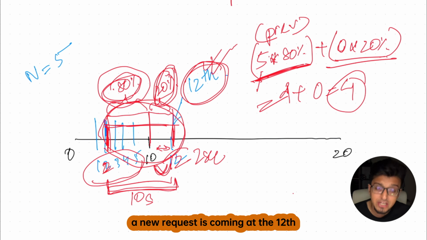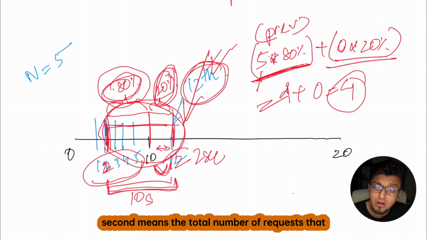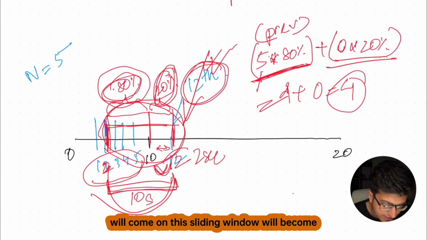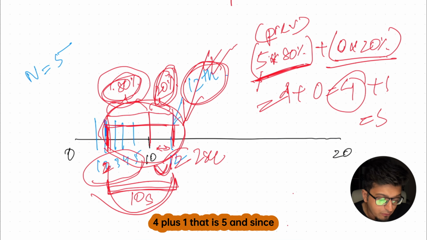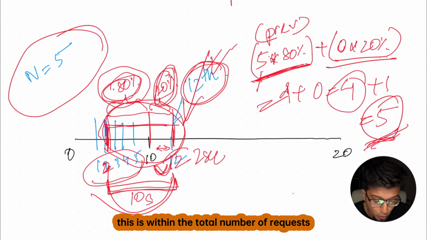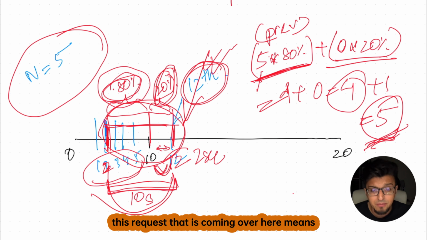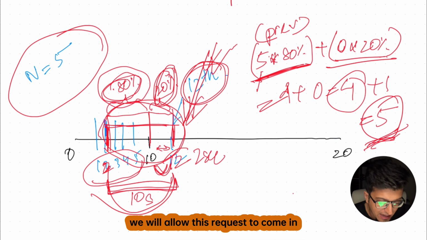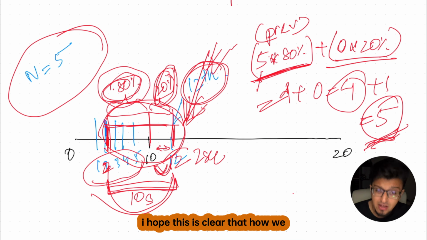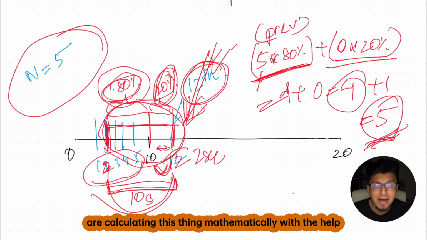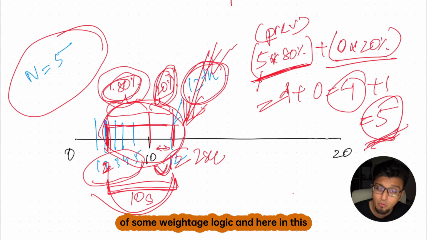Now since a new request is coming at the 12th second, the total number of requests on this sliding window will become 4 plus 1, that is 5. And since this is within the total number of requests that we are accepting, we will accept this request that is coming over here. We will allow this request to come in. I hope this is clear, how we are calculating this mathematically with the help of some weightage logic.